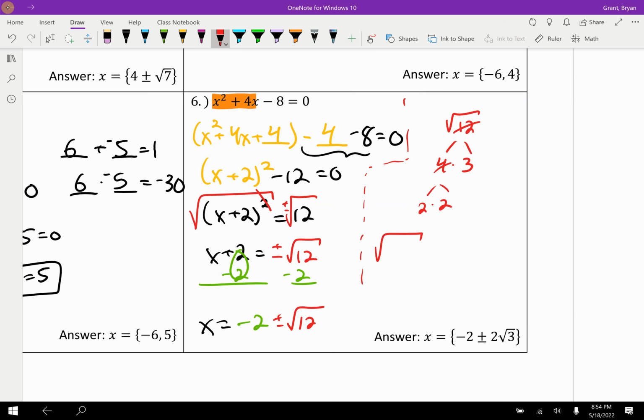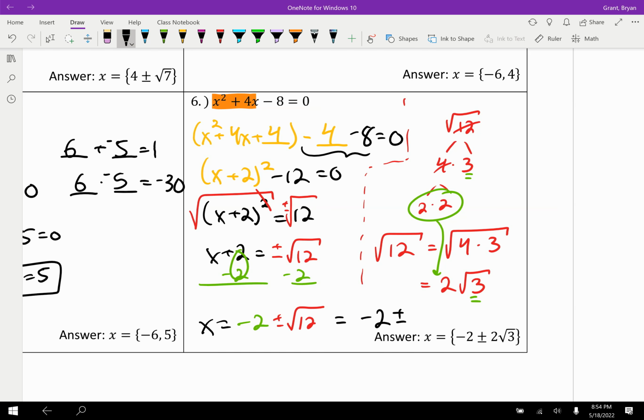But again, what I would do is I would take the square root of 12 and say, ha, we could rewrite that as 4 times 3, because I know the square root of 4. The square root of 4 is 2. I don't know the square root of 3, so that stays. You could have found the same answer by taking your pair outside and putting the loner inside. But either way, I think that gives us an answer of negative 2 plus or minus, instead of the square root of 12, we broke it down into 2 square roots of 3.